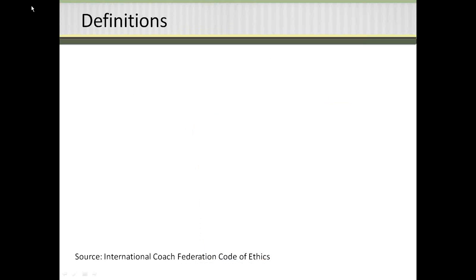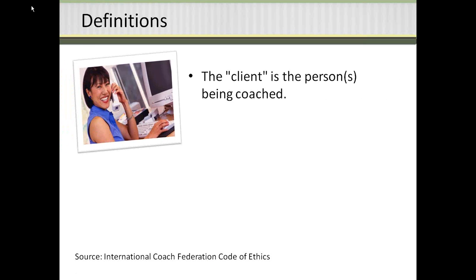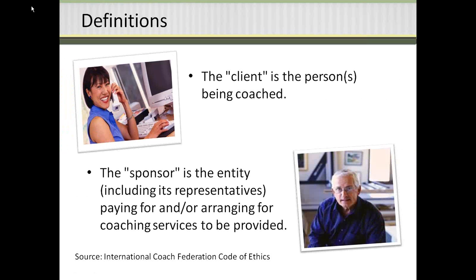Now, there are a couple of other definitions that I think are really pertinent. So as you're going through a coaching program, what do these mean to you? First off, the client is the person being coached. And the sponsor is the company, the organization, whatever the entity is, that is paying for and or arranging for the coaching services to be provided. So the company is the sponsor.